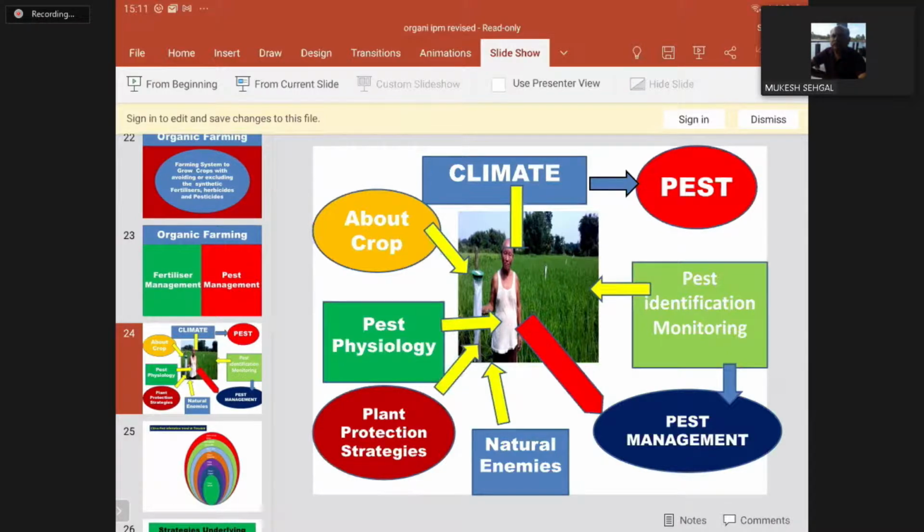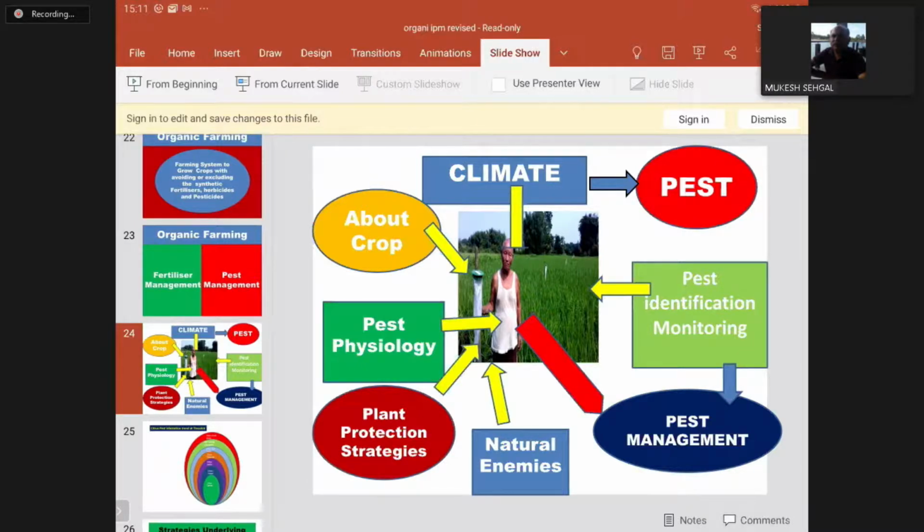And then before he takes a decision, he must know what natural enemies are available to him, what plant protection strategies are to be used, what the pest physiology is, and all about the crop. Your farmer has to be a scientist if you want success in either organic farming or IPM, because every time you are not with the farmer to take the decisions.